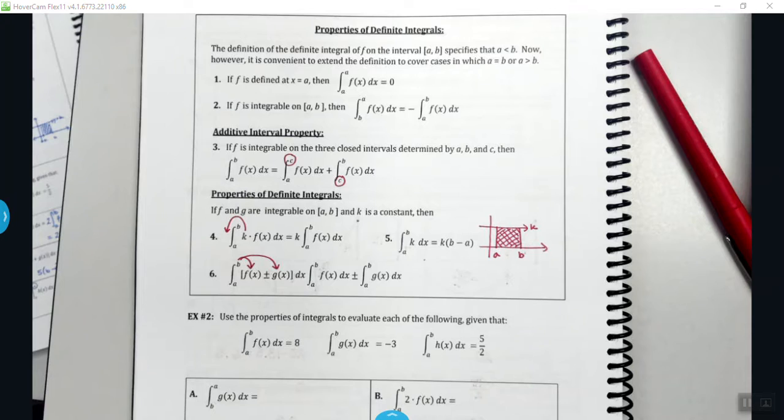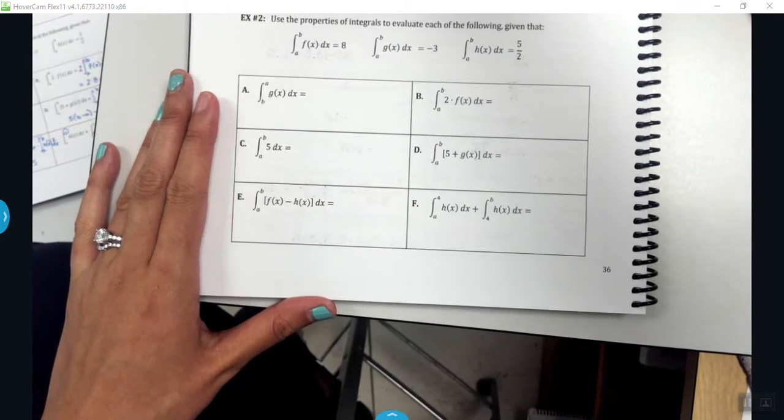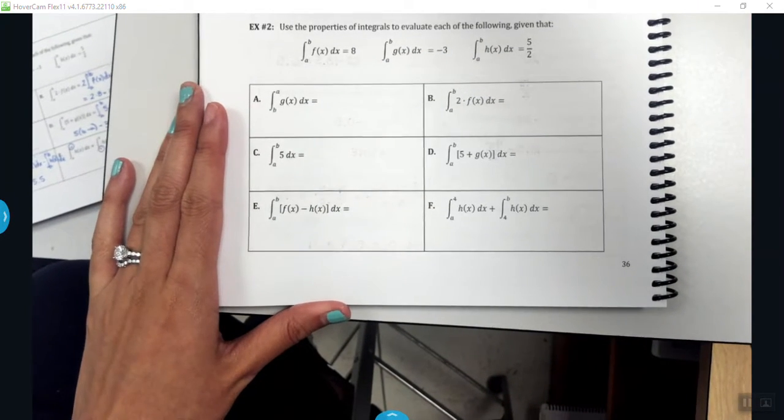Any questions? All right. Let's use these properties to answer these 6 questions. See if you can do it. And then we'll go over it.